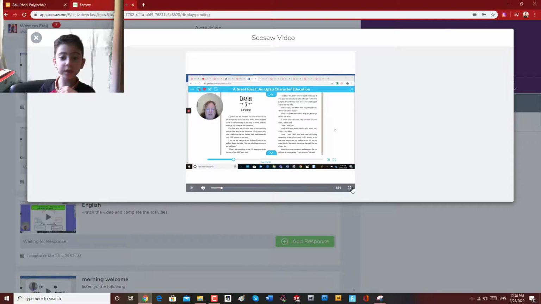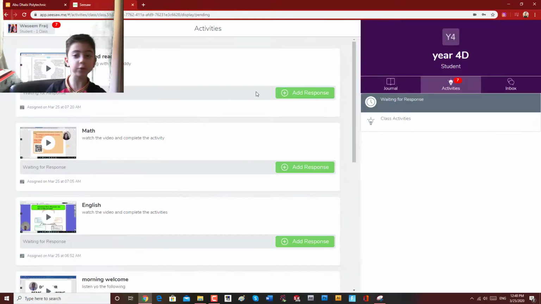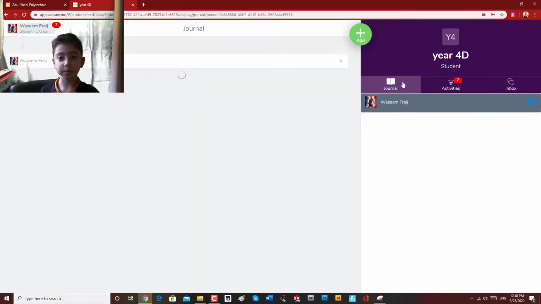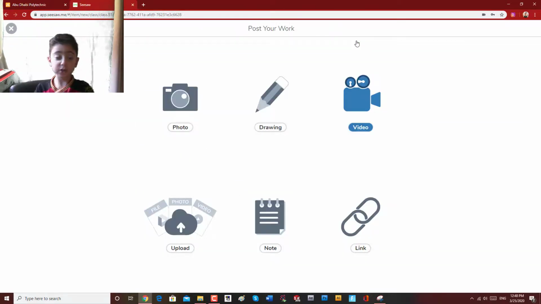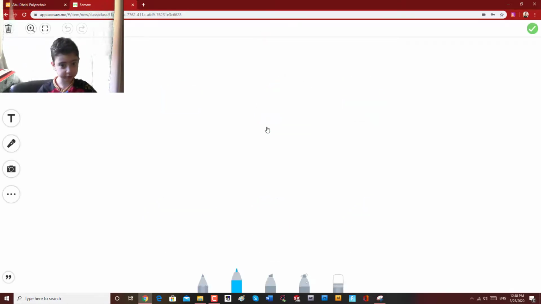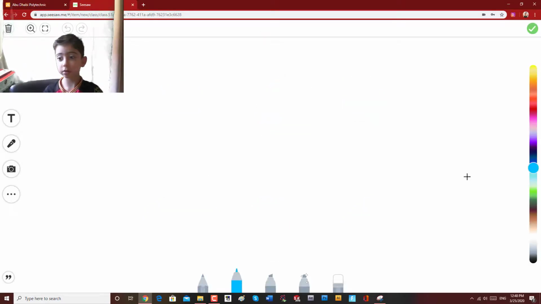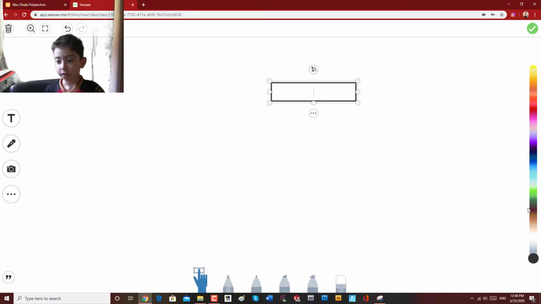So guys, guided reading is not really that important. So we're going to be doing the math, rounding, in our journal. And also just reminding, I'm the only student who's been on Seesaw for the time being. So now, let's go to text.